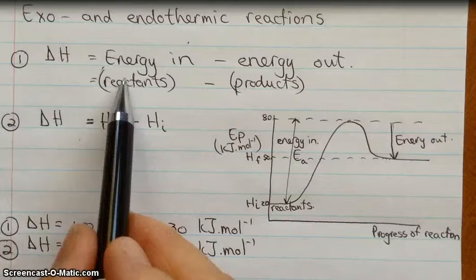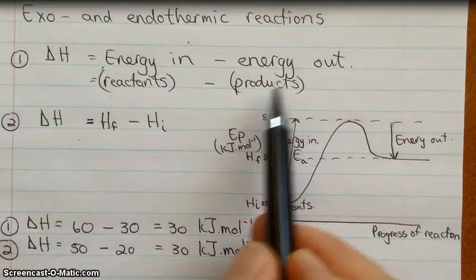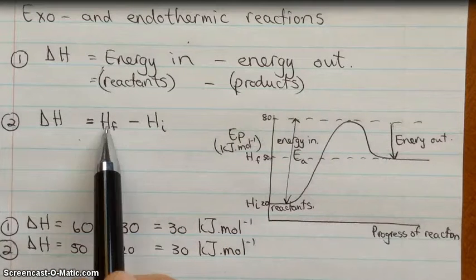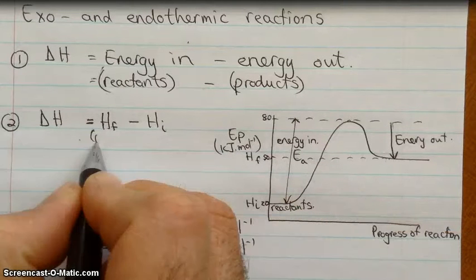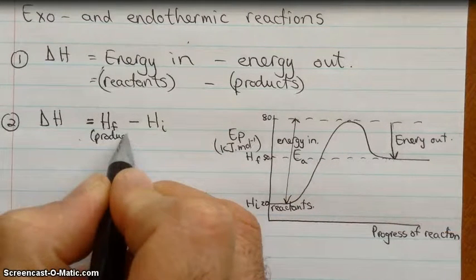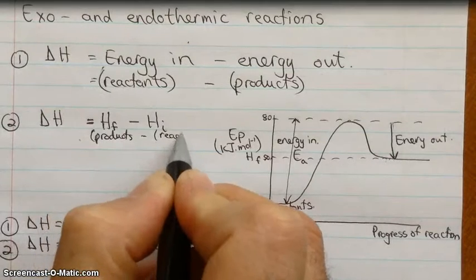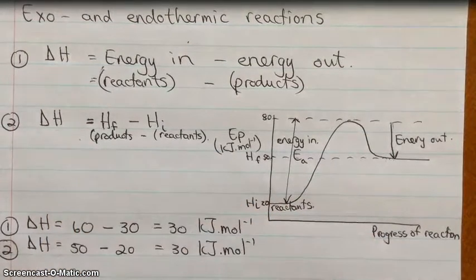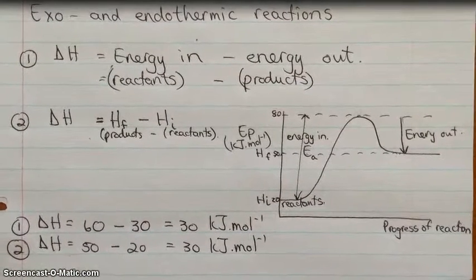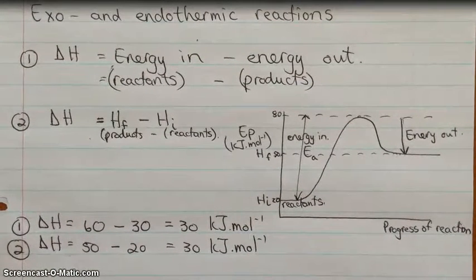So energy in was for reactants, energy out for products, understanding where that came from, and then HF here is basically your products. So that one there is your products minus reactants. So it almost feels like it's the other way around, but I hope that you understand that better by referring to these two examples.